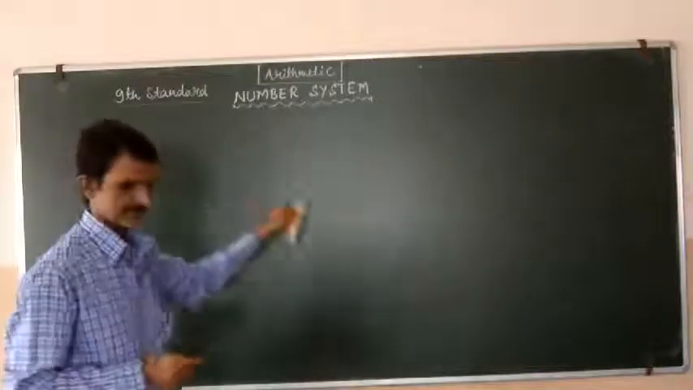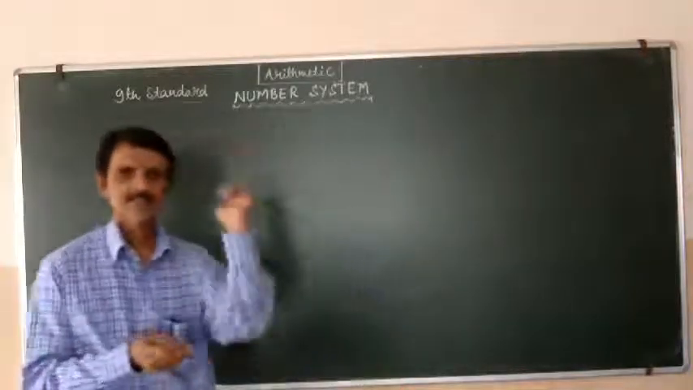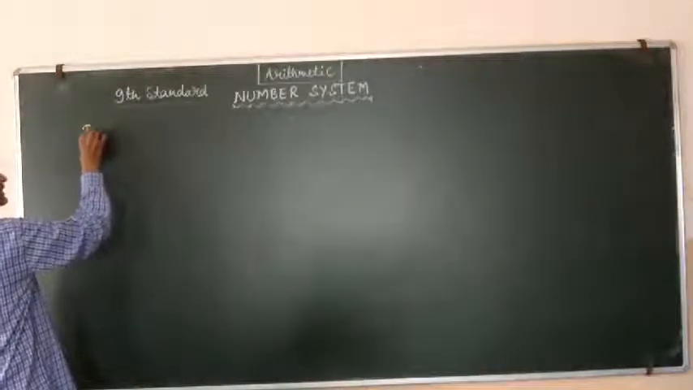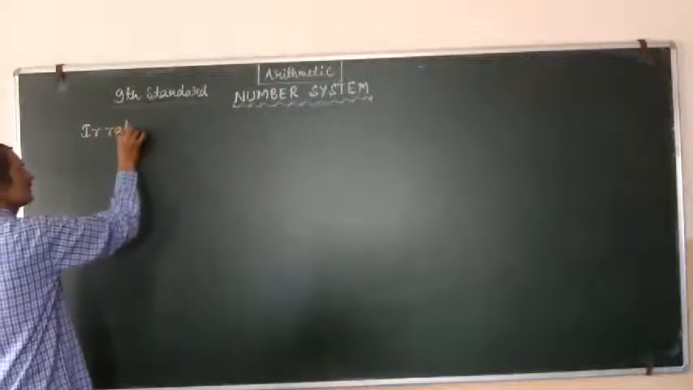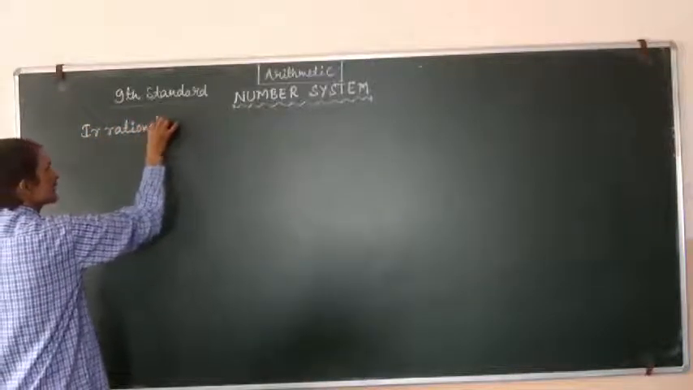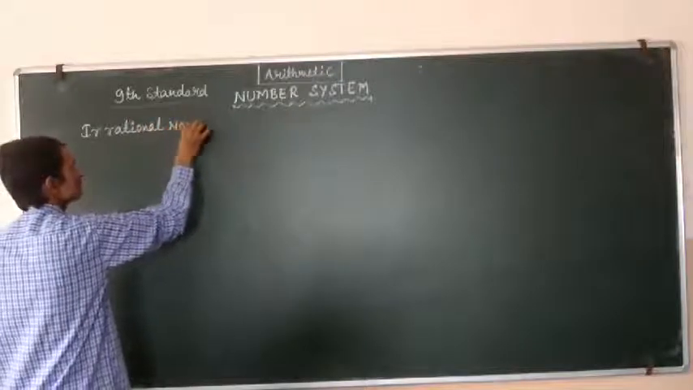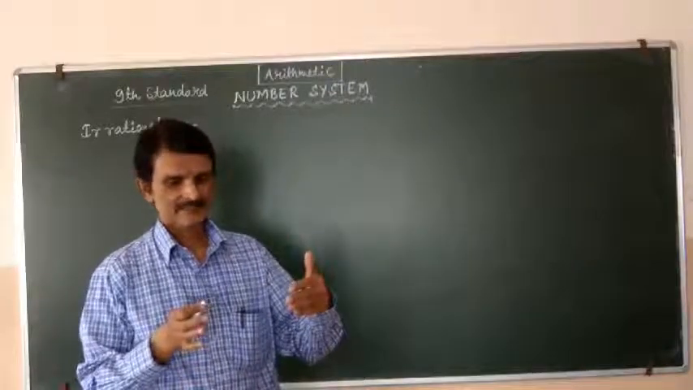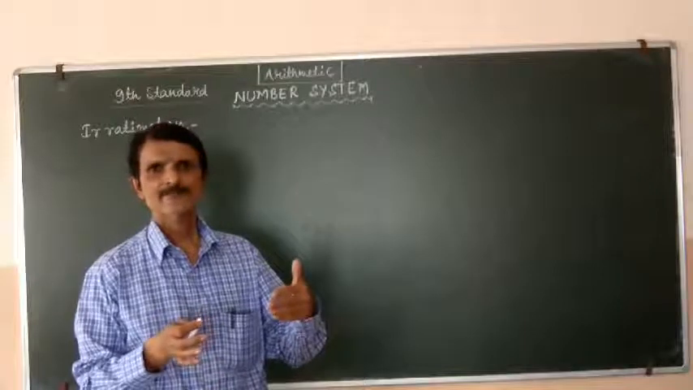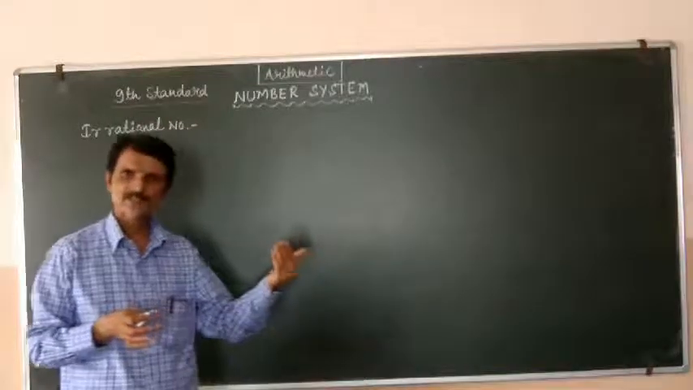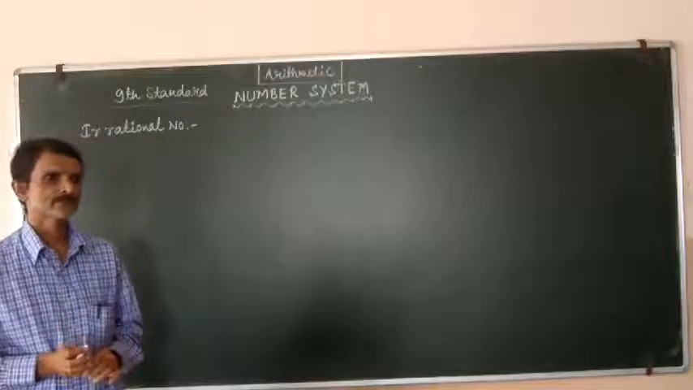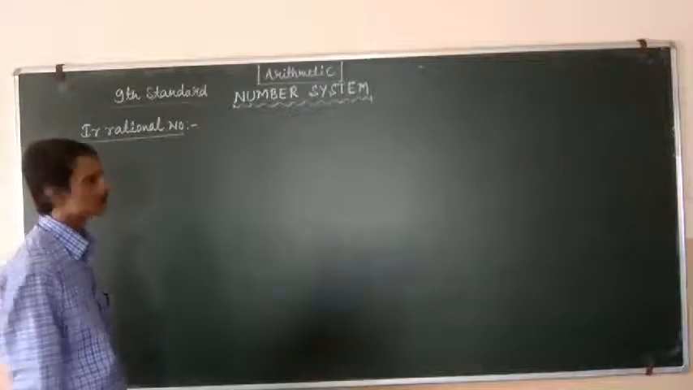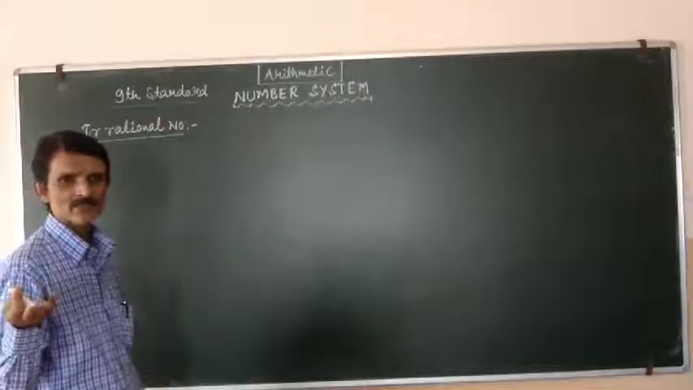Students, all of you know that there is a set of irrational numbers. Irrational numbers means the set contains the numbers which cannot be expressed in the form of p by q. So can you tell me some examples?